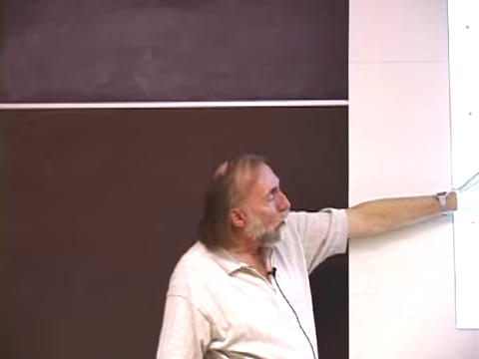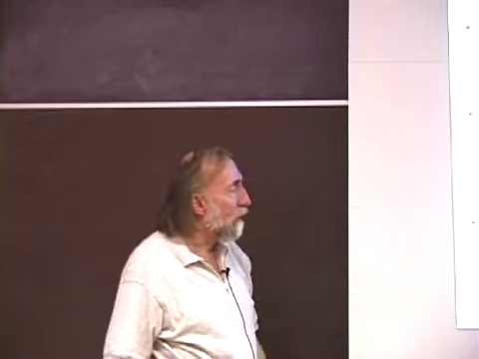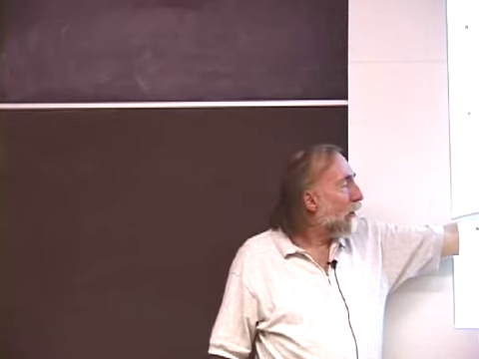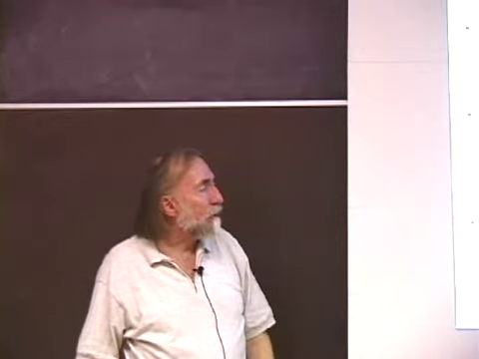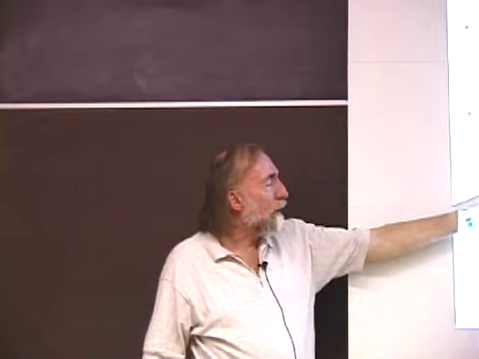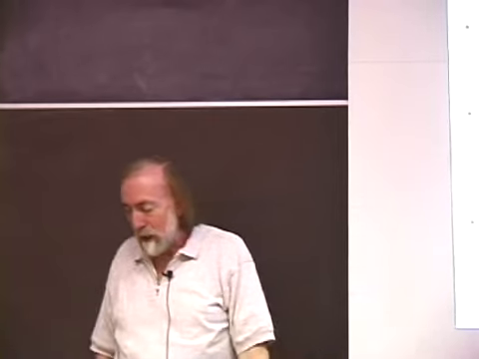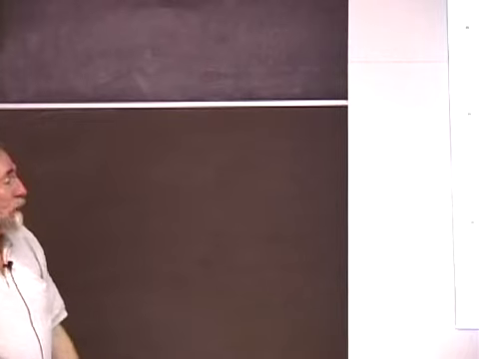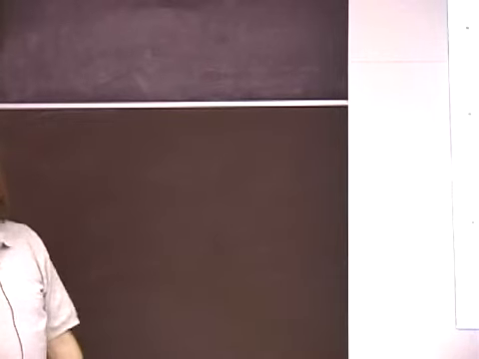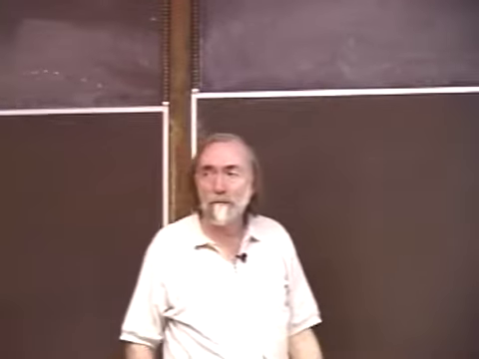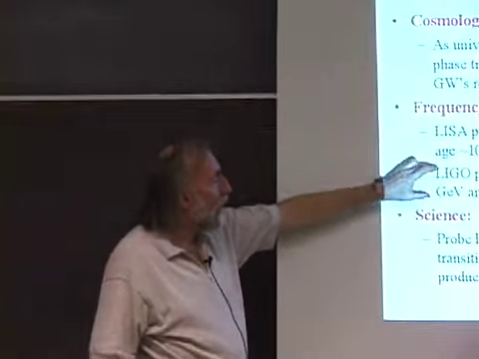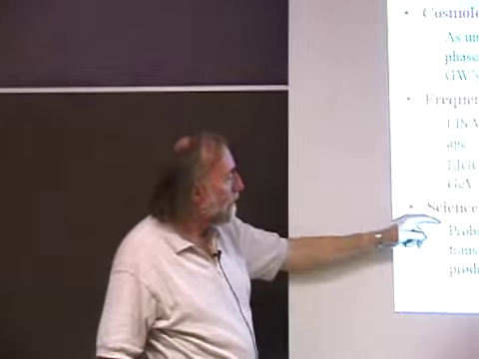LIGO will probe any phase transition that might have occurred at age about 10 to the minus 25 seconds. I don't know of any phase transition that is thought to occur here, though that's fairly close to the point at which a phase transition associated with what's called Peccei-Quinn symmetry breaking would occur. And so there's some possibility that LIGO might be able to get at that phase transition.